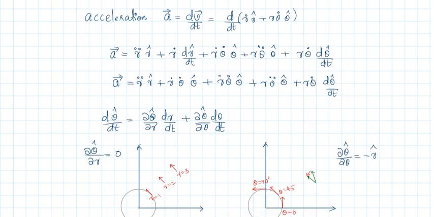What is acceleration a? Acceleration a is the rate of change of velocity, d by dt of r dot r cap plus r theta dot theta cap.